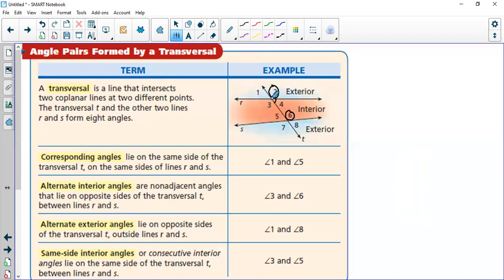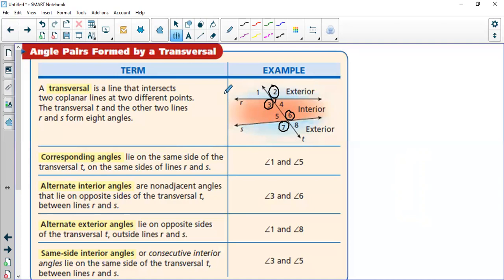So which is the corresponding angle for angle 3? Can I say the corresponding angle for angle 3 is angle 6? No, because they're not on the same side. So angle 3 and angle 7 are corresponding angles. Angle 3, leave the next angle, then the next angle, and they both become a pair of corresponding angles.